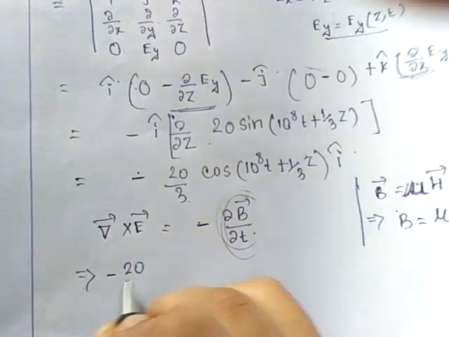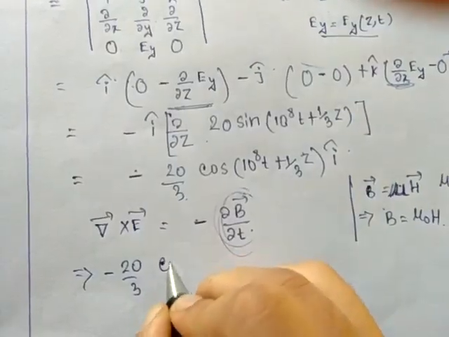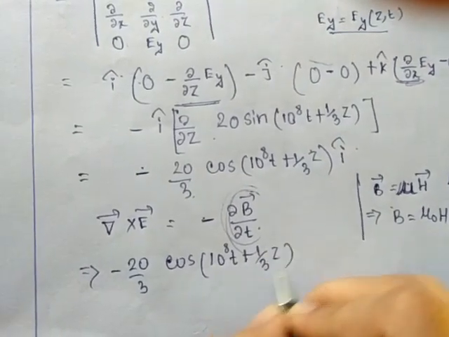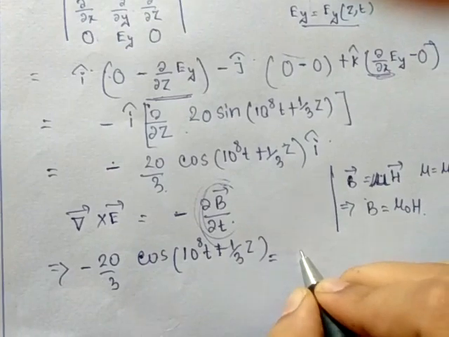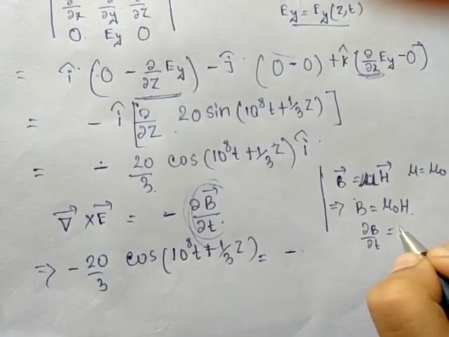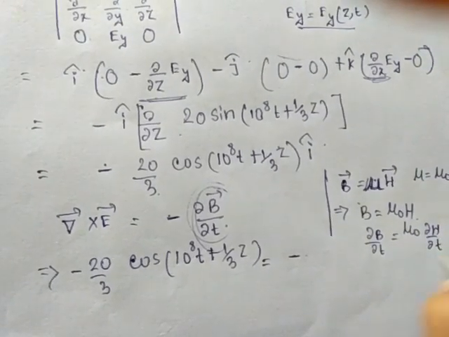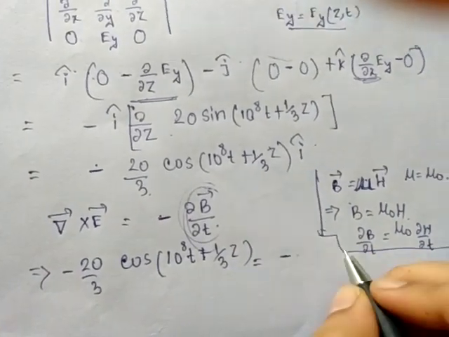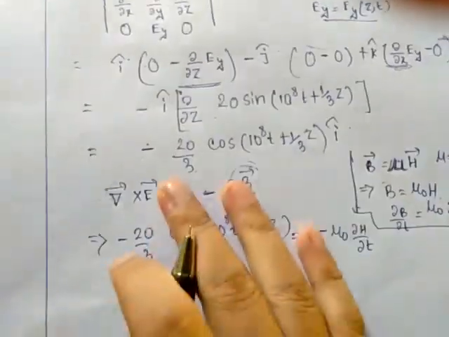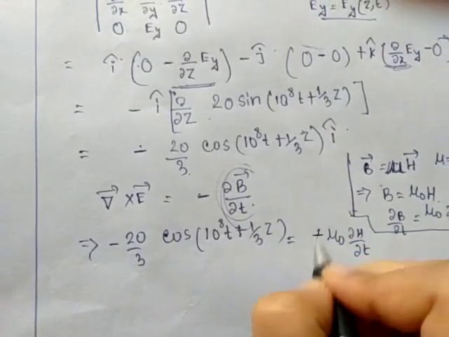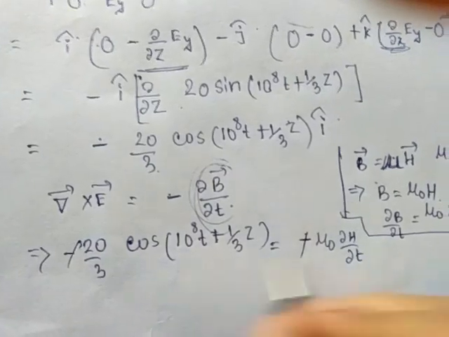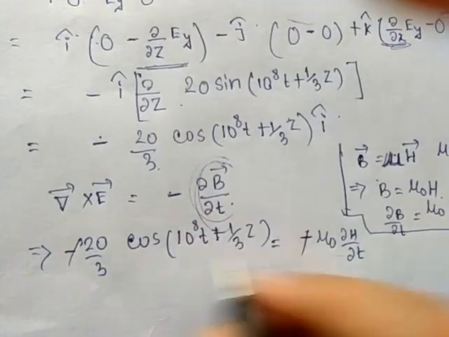minus 20 by 3 cos(10^8 t − 1 by 3 z) equals, if we put del B del t here, it becomes mu 0 del H del t. Here is a minus sign, therefore we can write mu 0 del H del t. It will cancel from both sides. Now we are left with this.